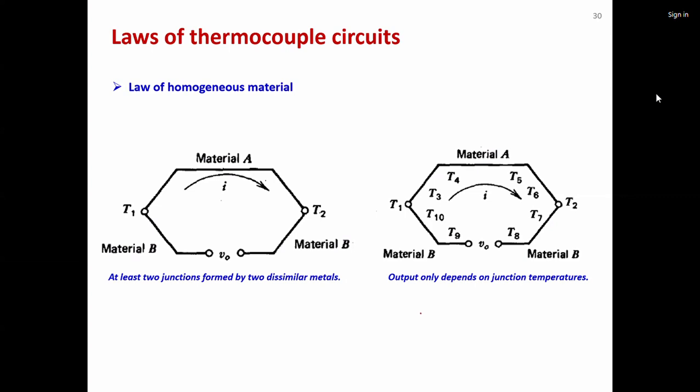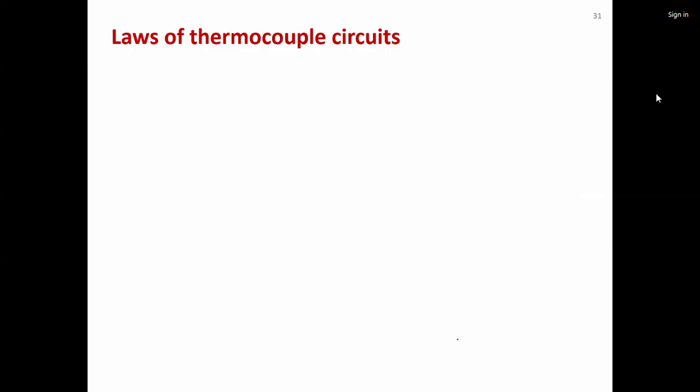It also says that the output only depends on the junction temperatures. Okay, so the output is strictly a function of temperature T1 and temperature T2. It doesn't matter what the temperature is in the intermediate regions. Okay, that is important to notice here.